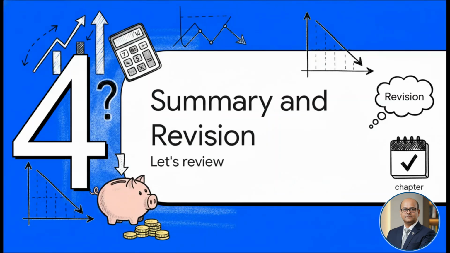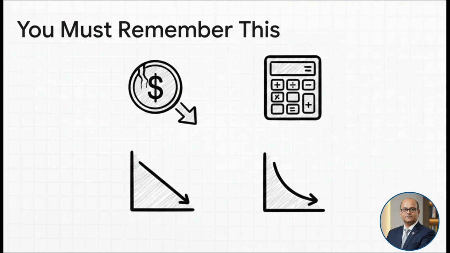All right, students, that was a lot of new information. So let's do a quick revision of the most important points we learned in this chapter today. So what are the things you must remember from today's lesson? First, depreciation is simply the loss in an asset's value over time. Second, we need it to find the correct profit and show the true value of our assets. Third, in the straight line method, the depreciation amount is the same every year. And finally, in the diminishing balance method, the depreciation is high in the beginning and it keeps reducing every year.